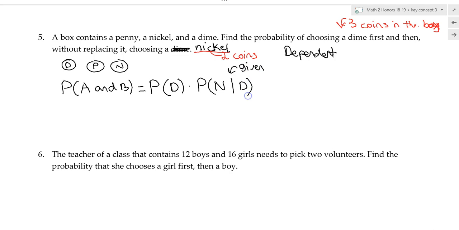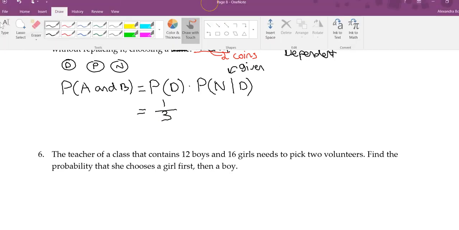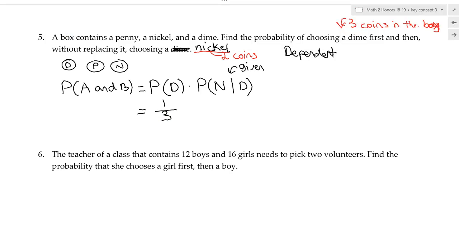Dime. Okay, so the probability of a nickel given I've already chosen a dime. The dime's the easy part. I have 1 dime out of 3 coins. When I go to choose the nickel, I have to remember I've already chosen the dime. Now that I've already done that, what's the probability of choosing a nickel? There's 1 nickel out of 2 coins.